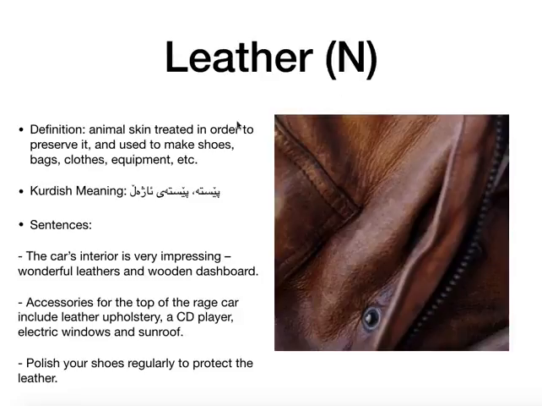Leather is a noun and it is an animal skin treated in order to preserve it and used to make shoes, bags, clothes, and equipment. So there is leather that is made from animal skin. There's also leather which is not made from animal skin. It is made artificially.